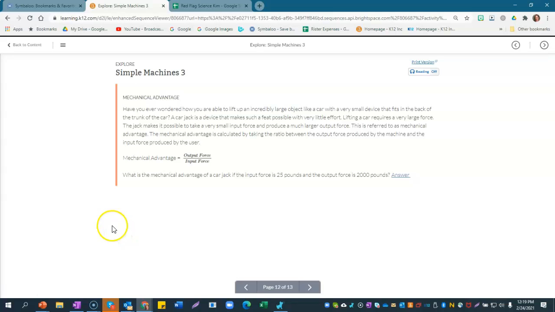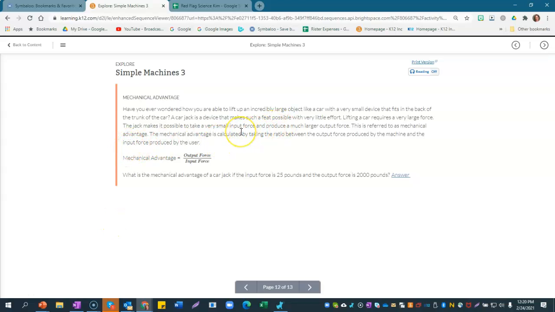So one thing you need to have in your notes too is the word mechanical advantage. Have you ever wondered how you're able to lift an incredibly large object like a car with a very small device that fits in the back of the trunk? A car jack is a device that makes such a feat possible with very little effort. Lifting a car requires a very large force. The jack makes it possible to take a very small input force and produce a much larger output force. This is referred to as mechanical advantage.